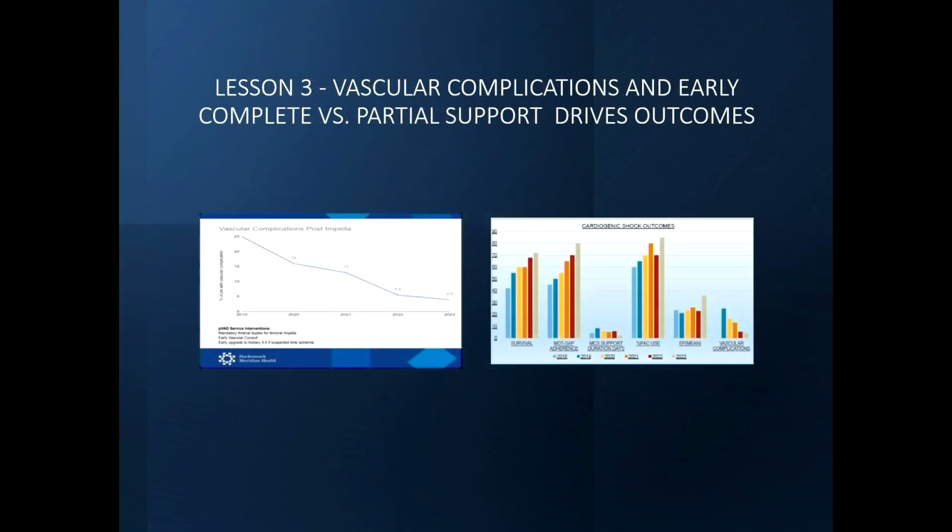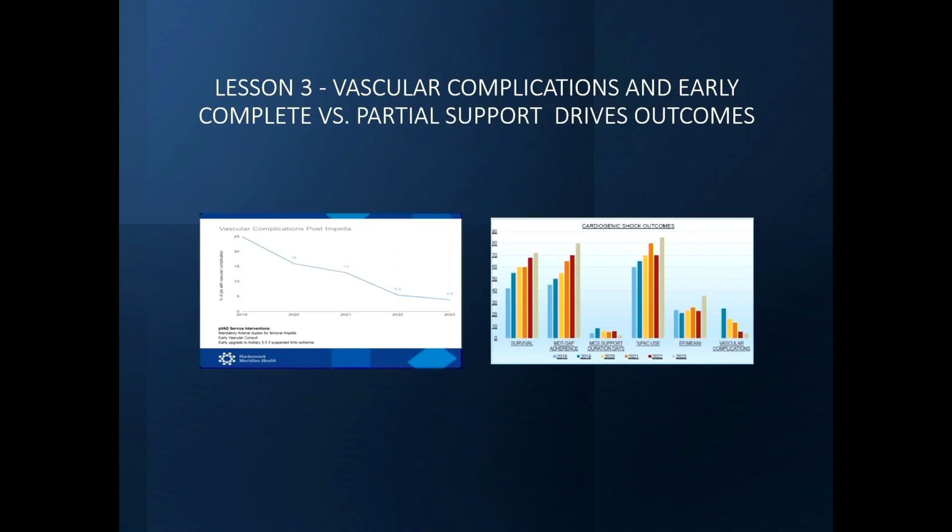Why do we say that? Because this is our experience from Hackensack. This was our data we presented at the ACC earlier in the year. It may not be very evident to you. On the left is the slide that depicts our own vascular complications in Hackensack in the year 2019. We had complications as high as 26%, and as of last year, we have brought the complications down to roughly 3.9 to 4%.